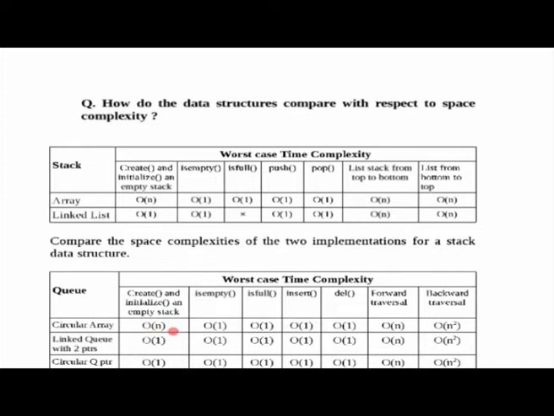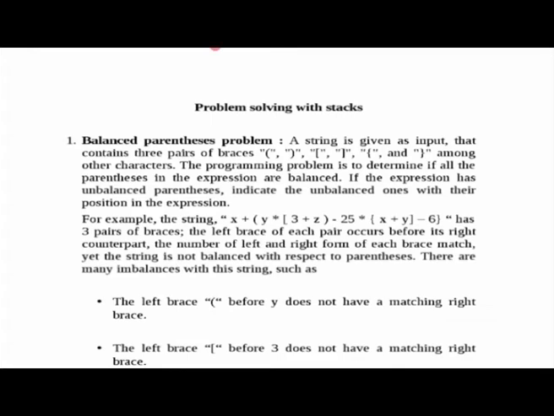The only thing is a circular array will have a size limitation and it will take some time to create and initialize, whereas in the case of a linked list queue, I do not invest too much time while creating it, but as the size grows, the queue will grow. Okay, let's see if I can take some questions from you before I move on.